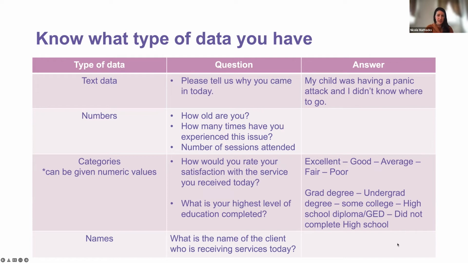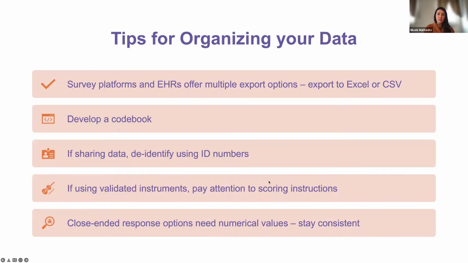And the last type of data to note is names, collecting names of the client, names of other people, and names are obviously protected information. And so you will need to think through how you want to collect and how you want to protect confidential information. So some tips for organizing your data, and I'm just talking through some of this, and then Jay is going to walk you through some examples using a platform called JASP. But just some things to consider.